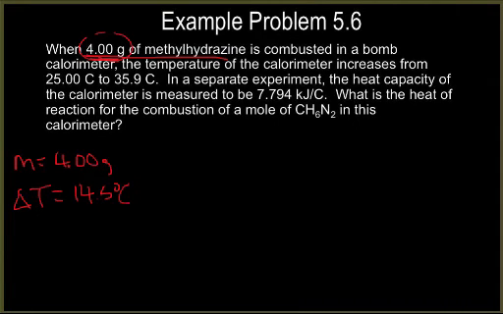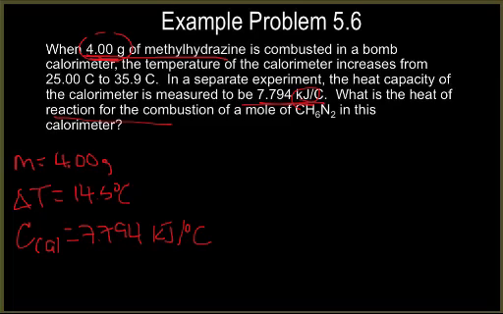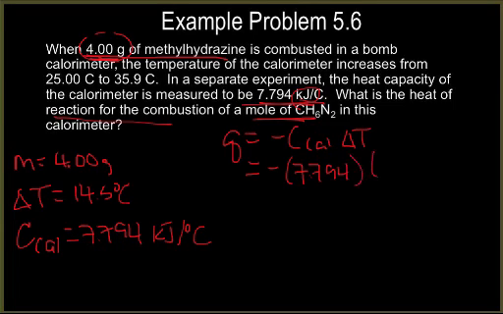And then the other thing it tells us is that in a separate experiment, they figured out what the heat capacity of that calorimeter was. So it's 7.794, and this time notice it's in kilojoules per degree Celsius. So we want to know what is the heat of reaction for that combustion. Heat of reaction, again, that's just heat or enthalpy. And this particular problem says we want it for a mole of this. So we're going to have to do two separate problems here. So the first thing we want to do is Q equals negative C cal delta T. So our C cal is given, 7.794, times the change in temperature, which we figured was 14.5 degrees Celsius.